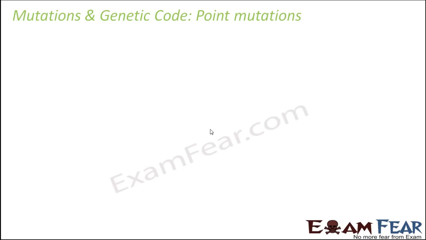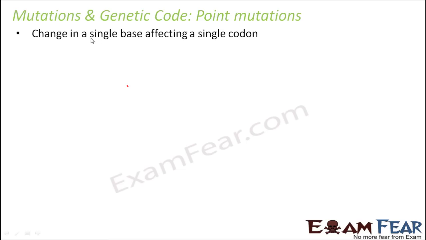So when we talk about mutations, we have discussed two types of mutation. One is the point mutation and the other one is the frame shift mutation. When we talk about point mutation, it is about a change in a single base which affects only a single codon. So in this case, all other codons remain unaffected. Only one base is being affected. Let us look at some examples of point mutations.